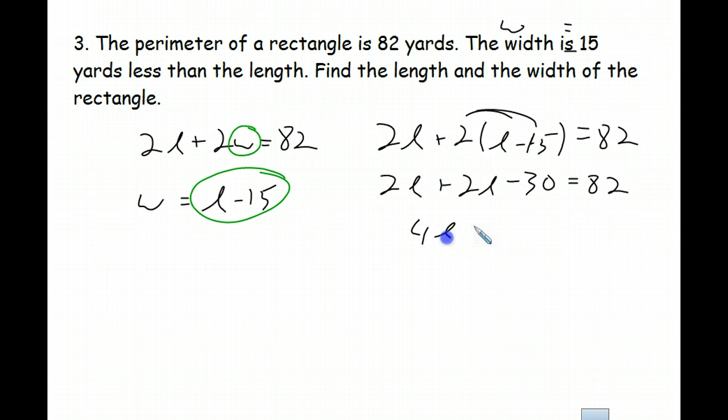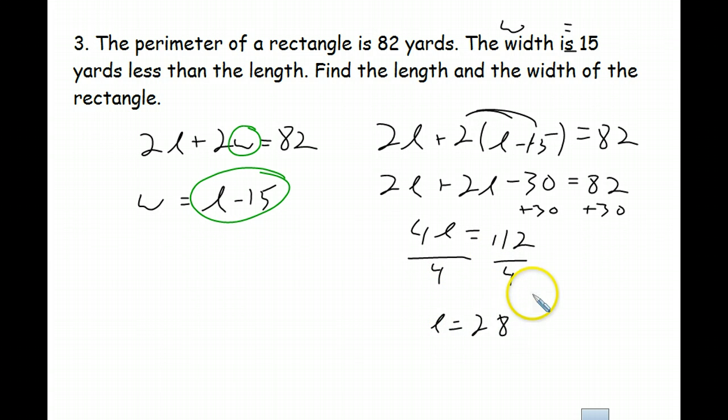So 4L, add the 30 to both sides, equals 112. Divide by 4. So L is 28. Yes, 28. So the length is 28. So if the length is 28 and the width is 15 less than that, then our width should be 13.